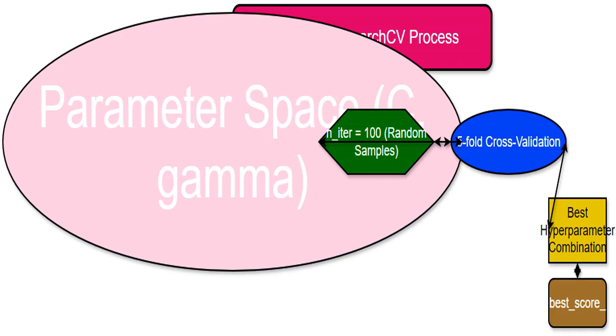To assess the performance of each randomly selected hyperparameter combination, a 5-fold cross-validation technique is employed. This means the data is divided into 5 equal parts. Each part takes a turn as the test set, while the remaining 4 parts serve as the training set. The model is trained on the training set and evaluated on the test set. This process is repeated 5 times, and the average performance across these 5 folds provides a robust measure of model generalizability.